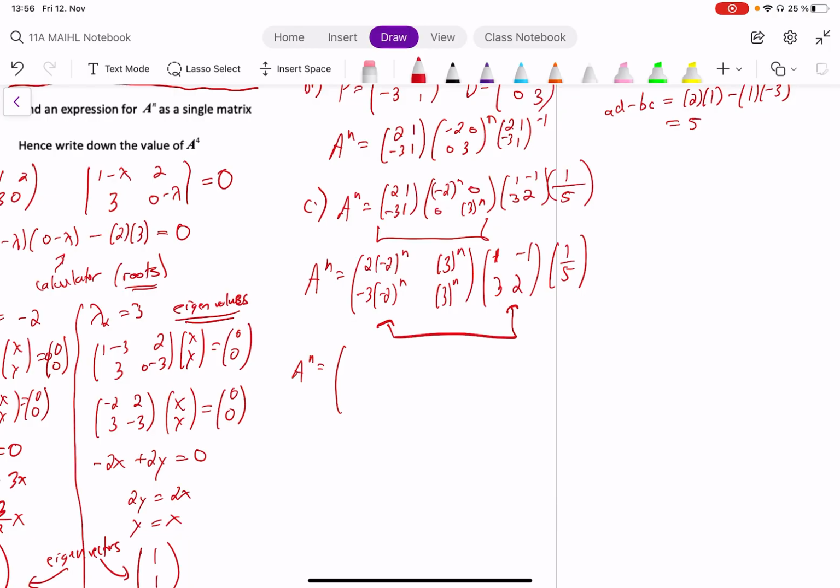So I'm looking at row 1 times column 1. So that would be 2 times negative 2 to the n plus 3 times 3 to the n. Right, which if I have 3 times 3 to the n, what is that really? That's 3 to the n plus 1.